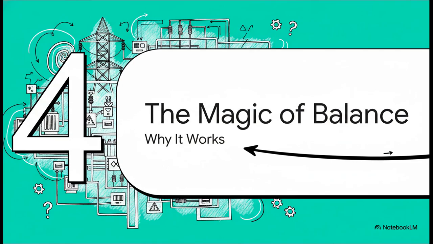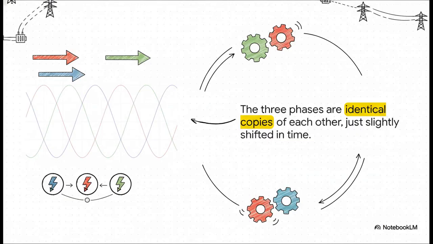But wait a second. How is that even possible? How can you just replace that complicated mess with one single line? I mean, why does that work? It really feels like you're just throwing away two-thirds of the information, right? Well, the magic trick here is balance. The system is perfectly balanced.